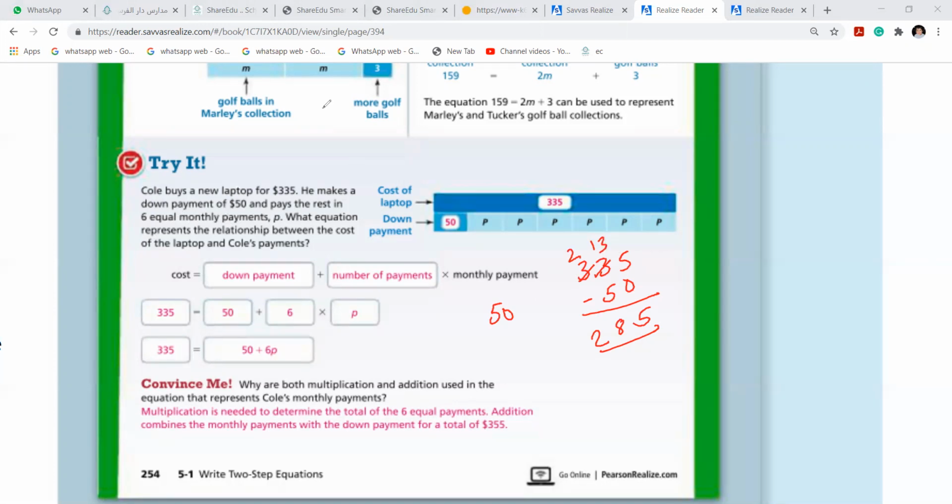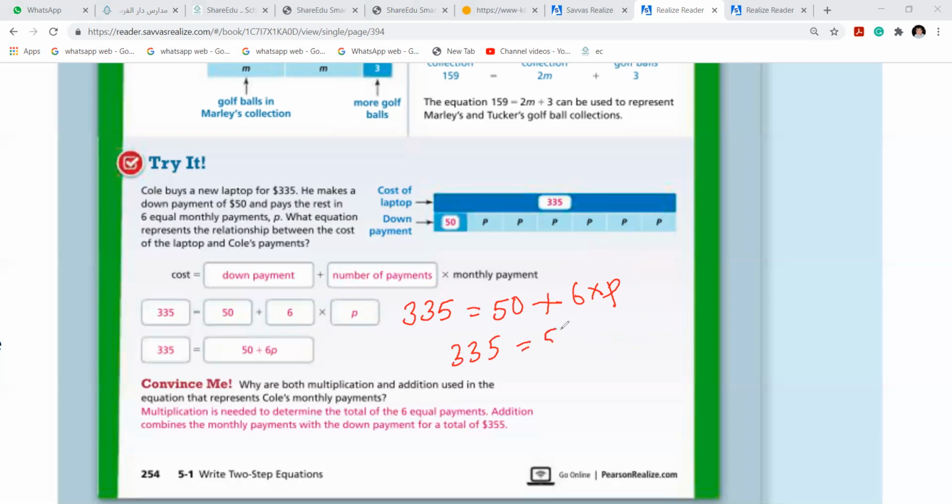One minute. If I leave that, if I don't subtract it, what did I do? 335 is the total cost. In that, first I gave $50 and then 6 multiplied by P. In 6 months, I gave P dollars. I don't know how much is this P. So 335 equals 50 plus 6. See, again, it's clearly given to you. 335 is the total cost.